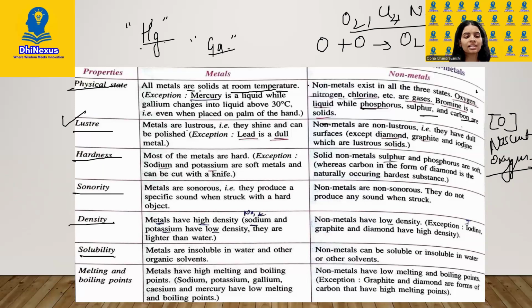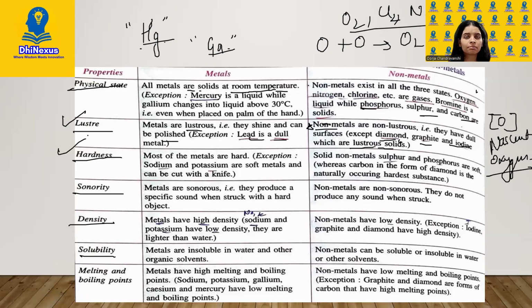Metals are lustrous, they are shiny and polished. Lead, however, being an exception, is dull. Non-metals are non-lustrous, they don't have a shiny surface. Except, however, diamond, graphite, and iodine. These are lustrous. And diamond is adored by everyone for its luster, a classic example. Then we have hardness.